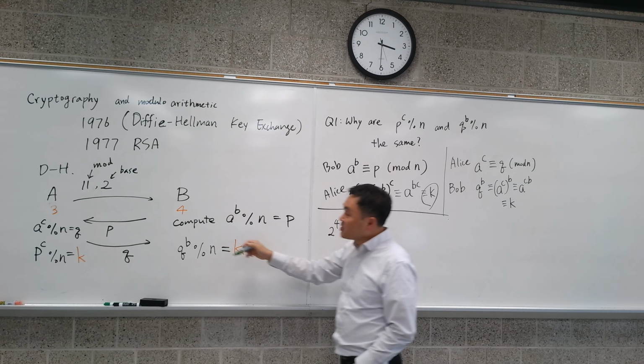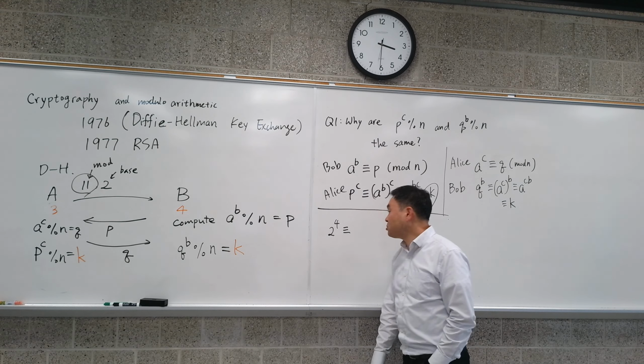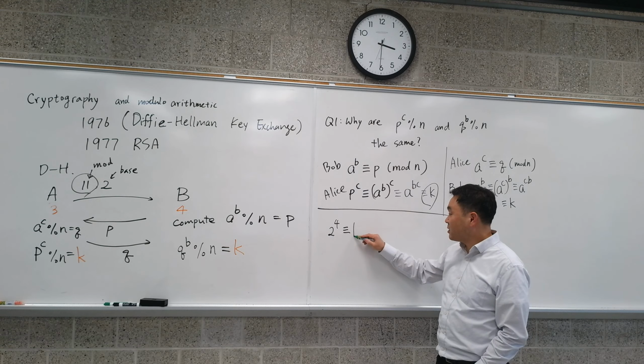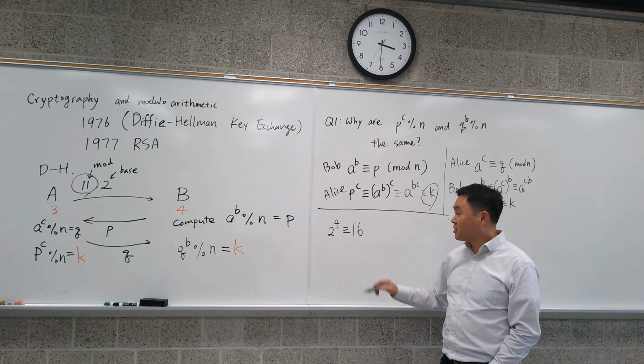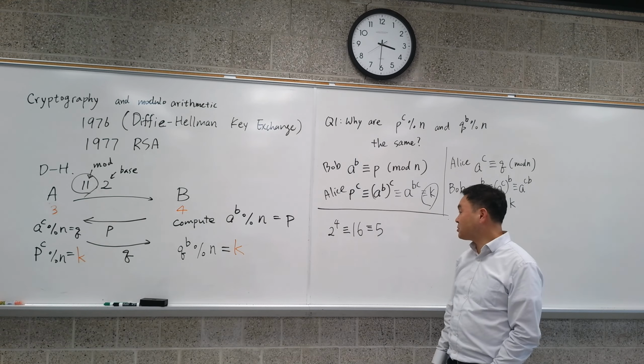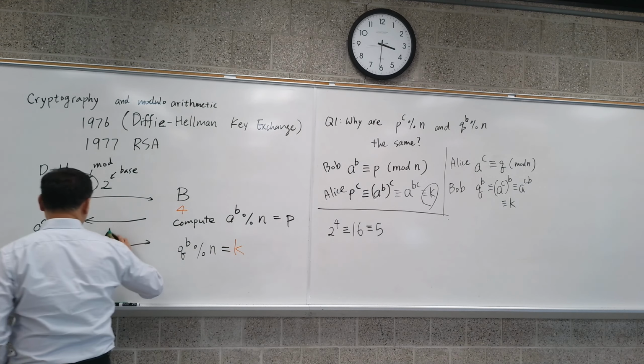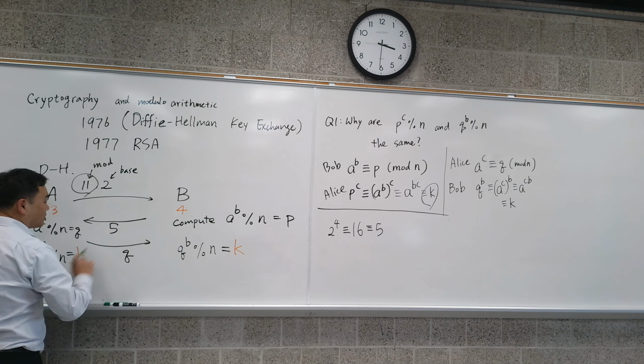Because 11 is chosen, all the calculations we are doing will be in mod 11. 2 to the 4th power is 16, right? Mod 11, what's that? 5, if you subtract 11. So 5 is the number that gets passed to Alice. Okay.